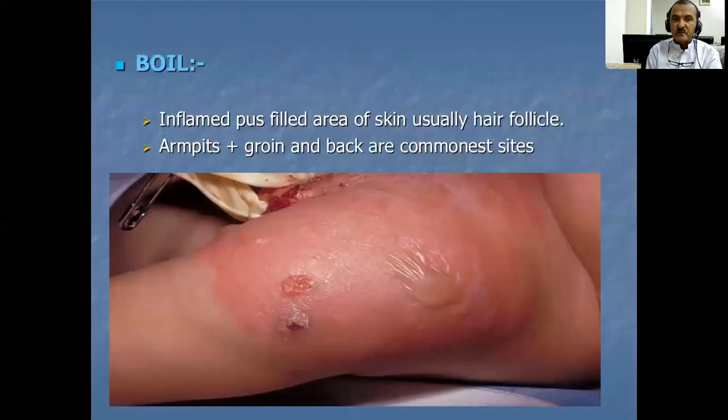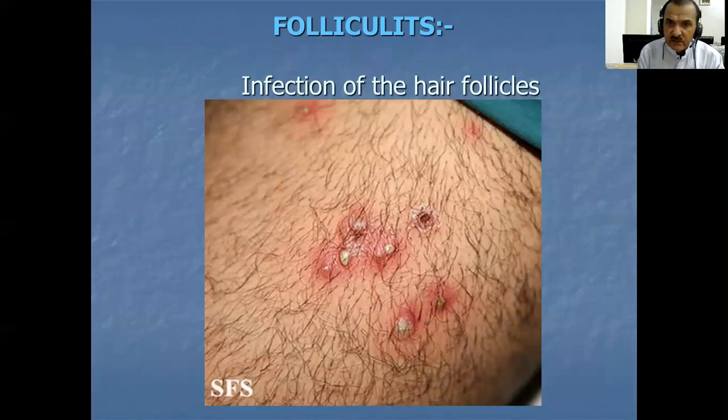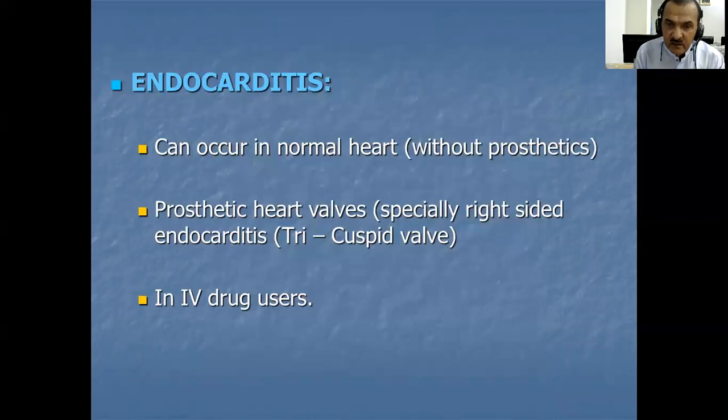Next, please. Boil. You see here an inflamed, pus-filled area of the skin, usually around a hair follicle. The common sites are armpits, groin. Folliculitis: infection of the hair follicles, the follicles which are filled with pus. It is a clear-cut picture. So these are the types of pictures I am surely 101% sure you will see in your practical exam. Disease is endocarditis.